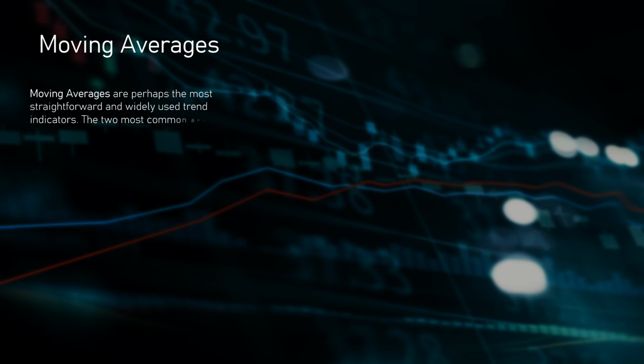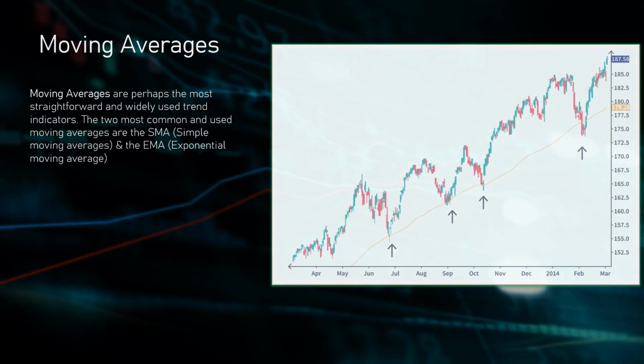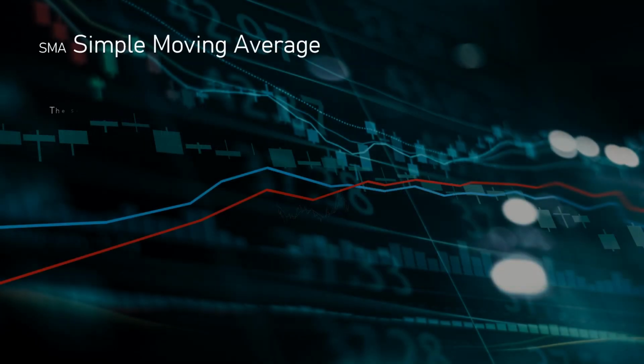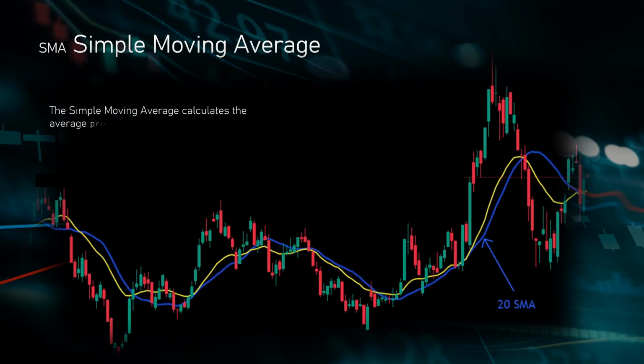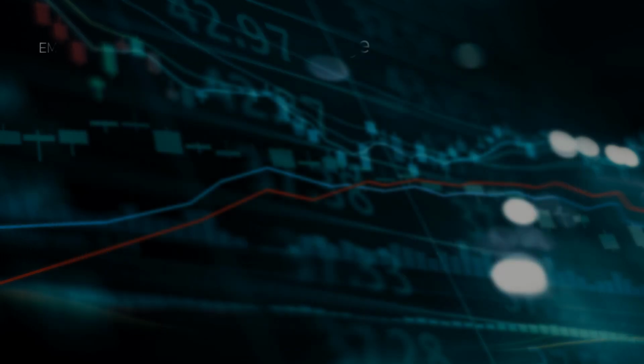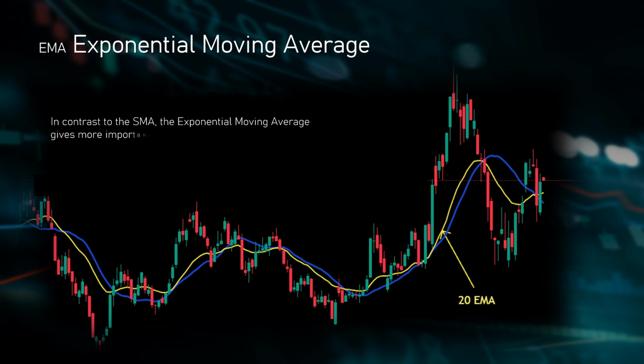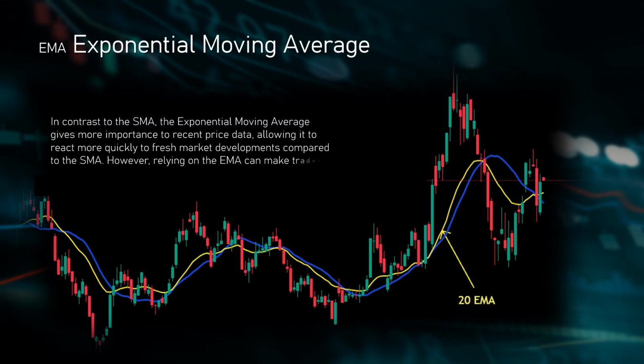The two most common types are the simple moving average, or SMA, and the exponential moving average, or EMA. The simple moving average calculates the average price over a set period by adding all closing prices and dividing by the number of periods. This helps reduce false signals as all data is treated equally. The exponential moving average, in contrast, gives more importance to recent price data, allowing it to react more quickly to new market developments. However, relying solely on the EMA can make trades vulnerable to false signals.